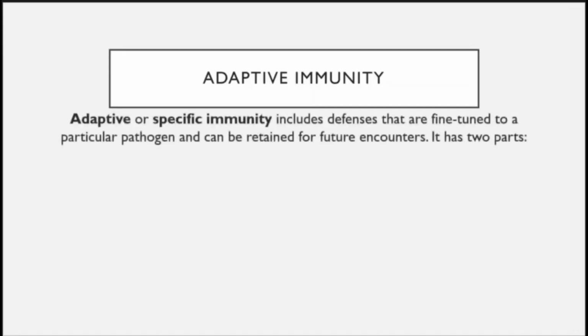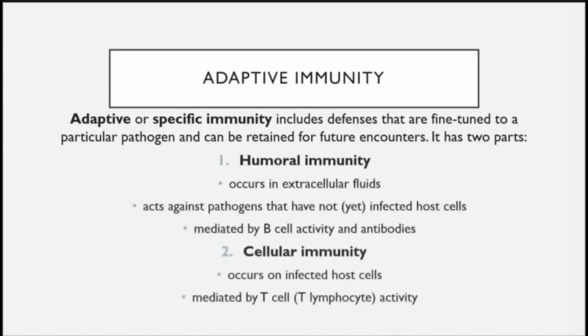Adaptive immunity or specific immunity includes defenses that are fine-tuned to a particular pathogen and can be retained for future encounters. It has two parts. The humoral immunity occurs in extracellular fluids, and it acts against pathogens that have not yet infected host cells, and it is mediated by B cell activity and antibodies. The second part is cellular immunity, and this occurs on infected host cells, which is mediated by T cell or T lymphocyte activity.